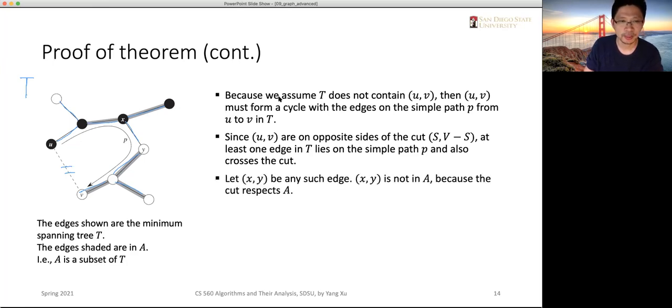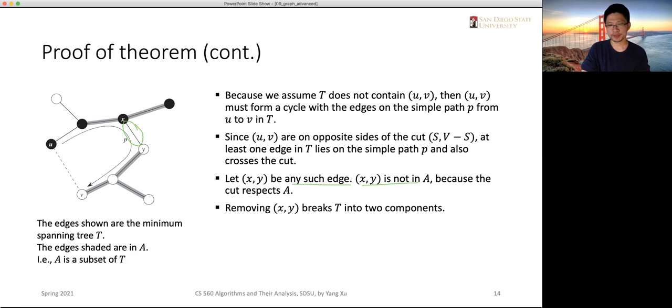Okay, so let's assume that the edge x and y is such an edge that lies on the path from U to V, okay? So let's assume that the edge X and Y is such an edge, okay? And now it is not in A, that is also something we know, because we know that the cut respects A, okay? So now let's look at the edge X and Y, okay?